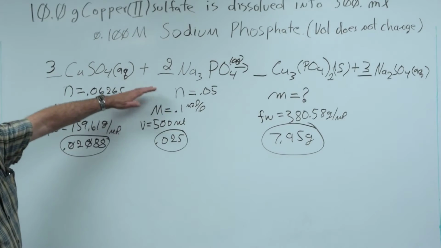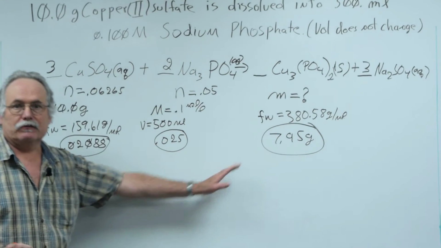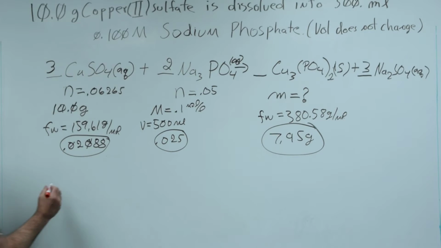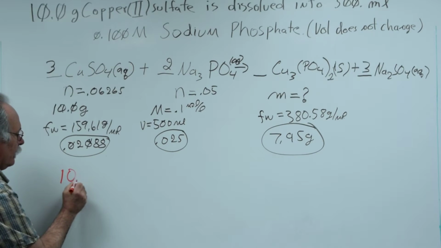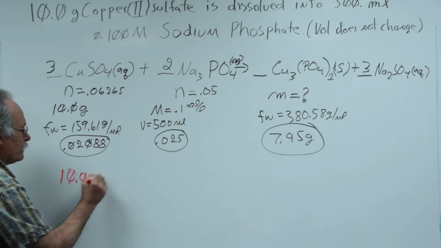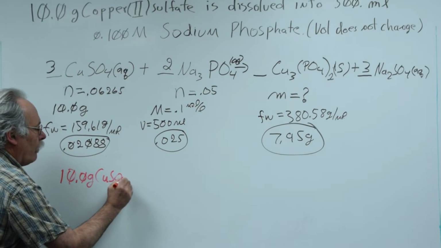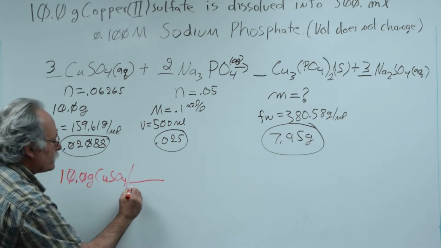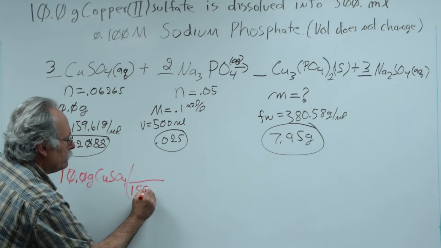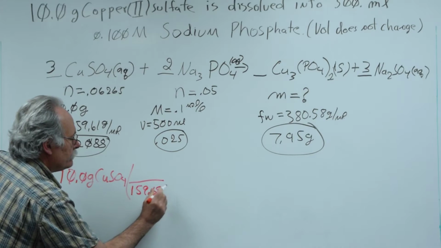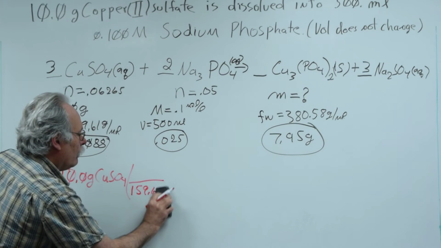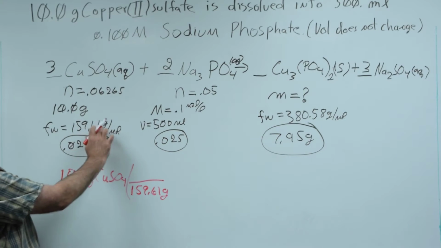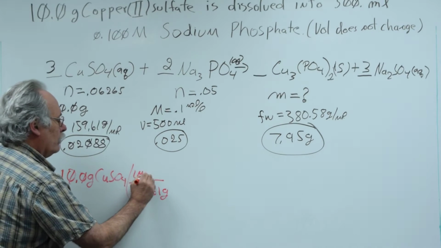This time I'm going to do this using the long drawn-out formulas with the dimensional analysis. Let's first look at the copper sulfate. I started with 10.0 grams of CuSO4. For every 159.61 grams, I have 1 mole of CuSO4.